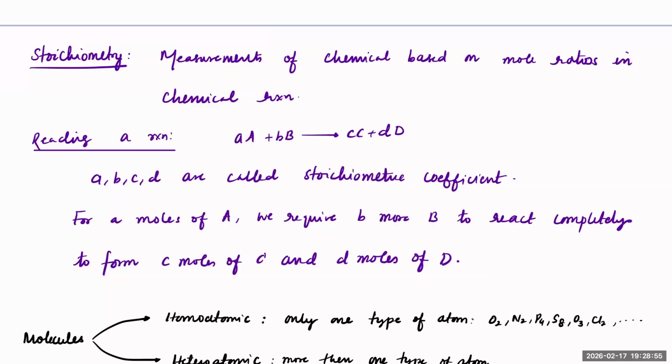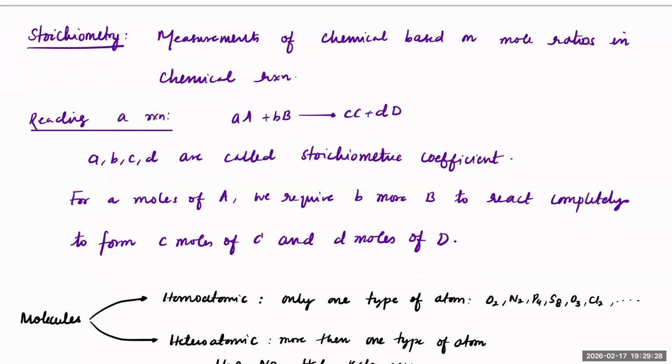Okay. For example, if you have A plus B giving C plus D. Now, if you see A, B, C, D, these are the stoichiometric coefficients. Correct? What do you mean by stoichiometric coefficients? That means these are the coefficients present across the chemicals where the number of atoms on the reactant side and the product side are balanced.